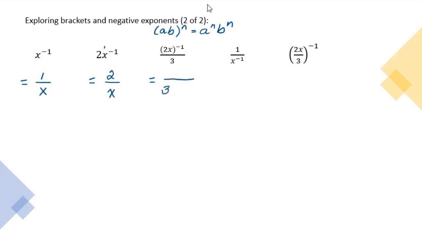What's different in this question is that the denominator already has a value other than 1, so the 3 will stay in the denominator, and it will be multiplied by 2x. What's left behind in the numerator? There's a 1.